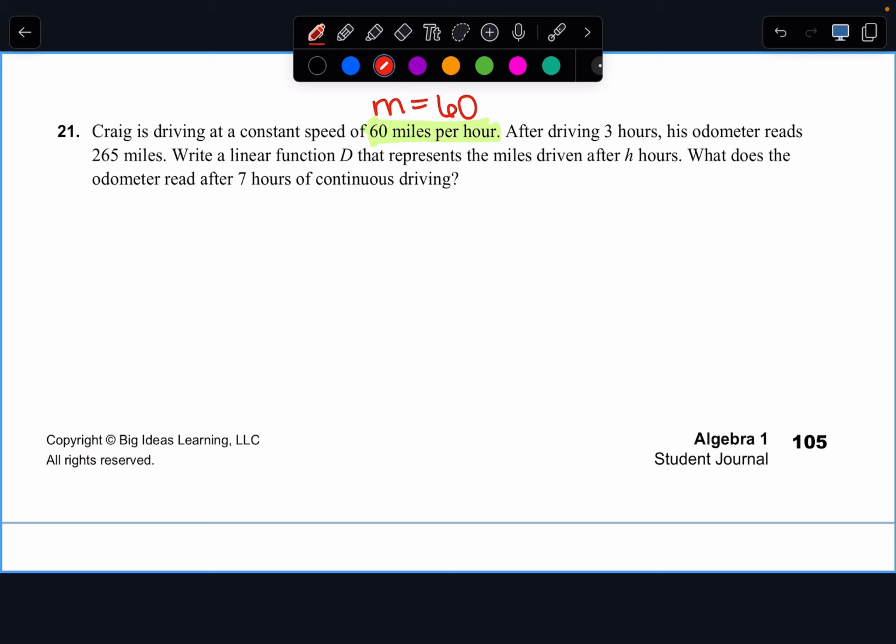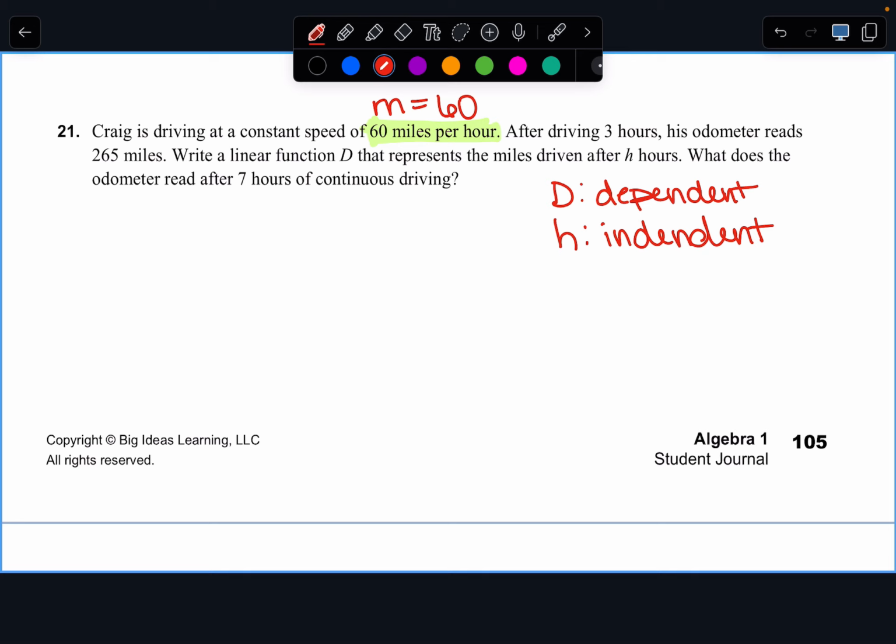After driving 3 hours, his odometer reads 265 miles. Write a linear function d that represents the miles driven after h hours. So we have d and we have h. Which one is the independent? D is the one that changes based on your hours, so d is dependent and h is independent.